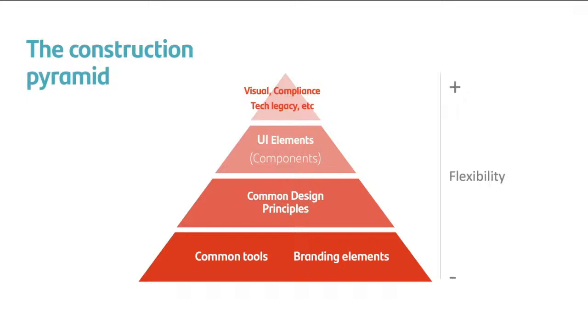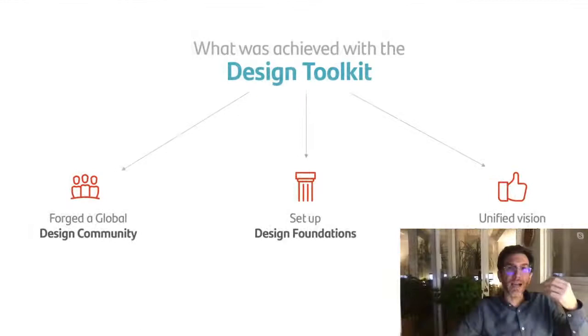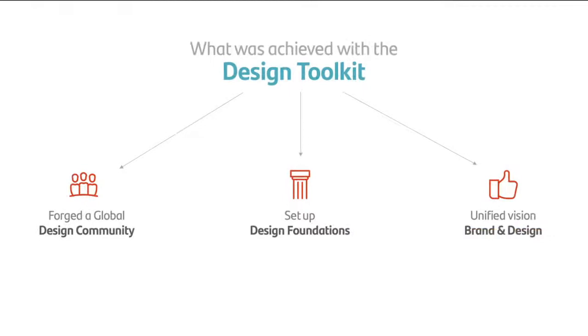So thanks to the design toolkit, I think we achieved three main objectives. The first was that we forged a global design community, because thanks to the construction during those 90 days of that design toolkit, we got in contact with all the design teams and all the design leads and heads. For the first time in many years, we had the confidence of talking directly with the different responsibles in, as I said, Mexico, Brazil, Poland, UK. We also set up each other's design foundations, and for the first time, we have a unified vision of what should be the Santander experience, both from the branding side and from the digital design part.